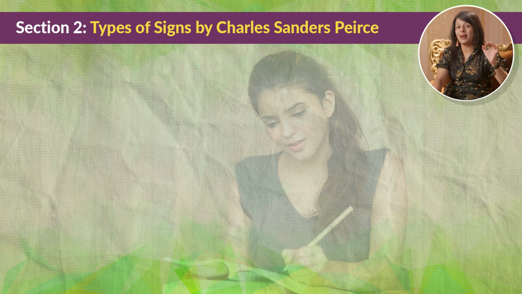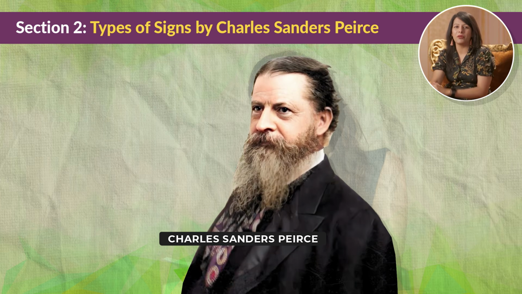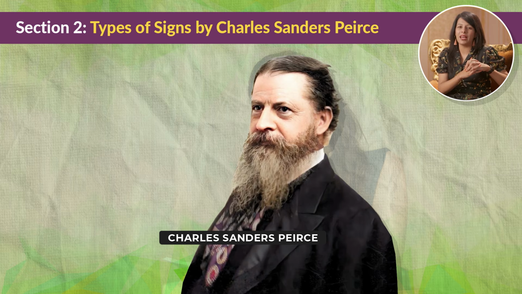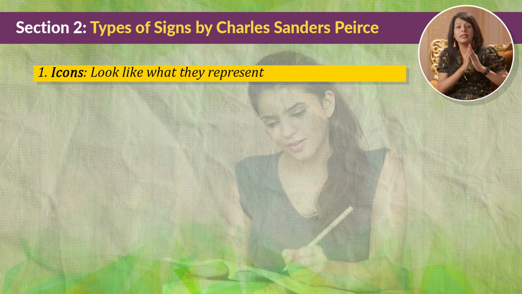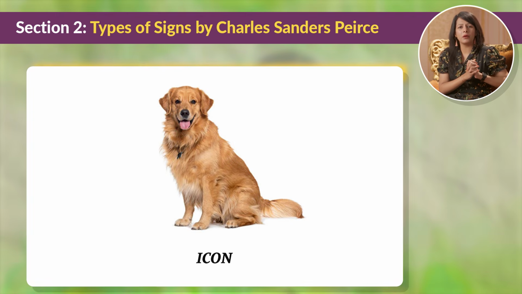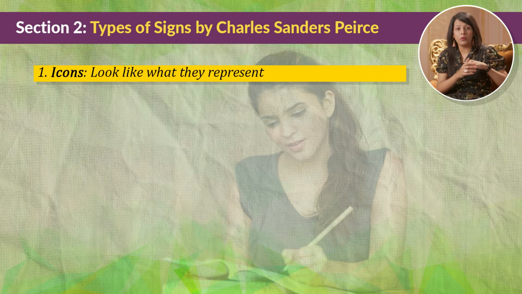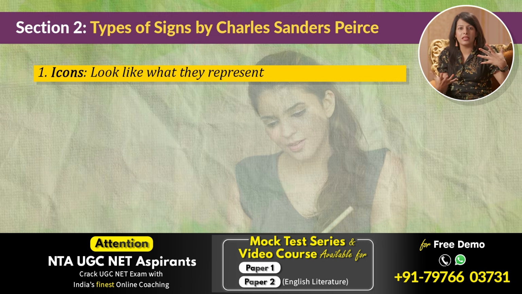Alright friends, now that we understand what semiotic communication is, let's talk about one of the most important theories by Charles Sanders Peirce, where he explained the 3 types of signs. These signs help us understand how we make sense of things around us using symbols, images, or actions. First is icons. These are the signs that look like the thing they represent. Simple, right? For example, a picture of a dog is an icon because it looks like a real dog. So, whenever a sign looks similar to the actual thing, we call it an icon. It's like a visual copy.